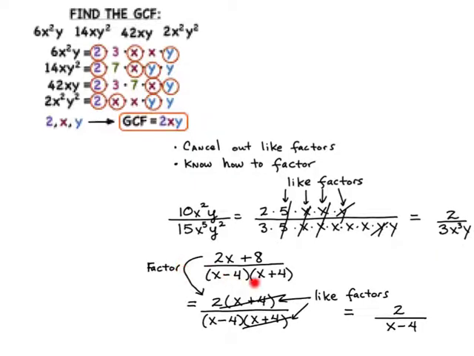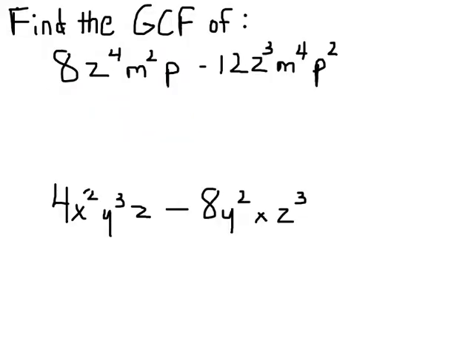This says factor 2x plus 8 over x minus 4, x plus 4. And the reason this is here is because you can't do factoring in algebra until you can do your greatest common factor and least common multiple. So this is really important that you learn this now, so that when we do get into actual factoring, you'll already be good at it. Let's go to the next page.